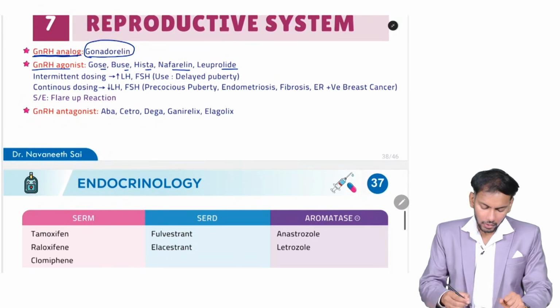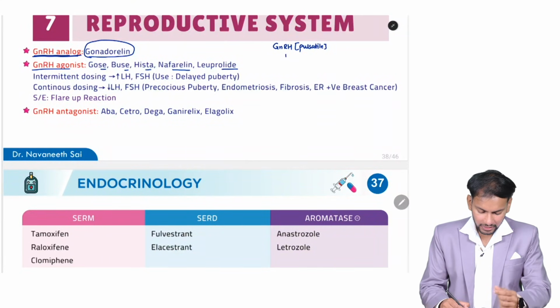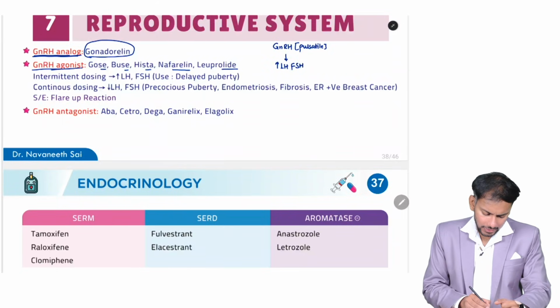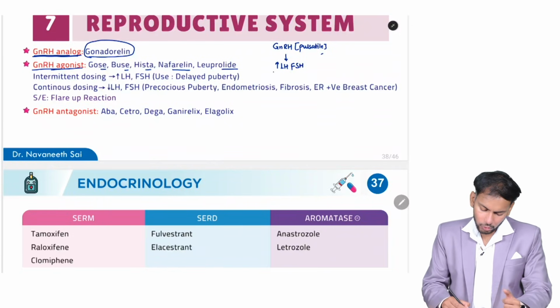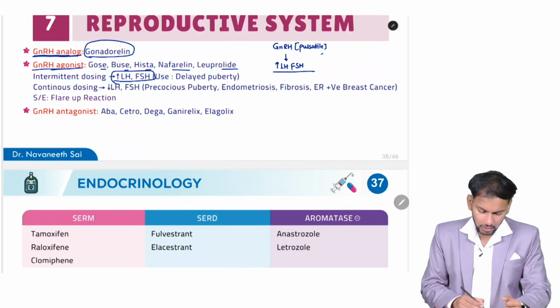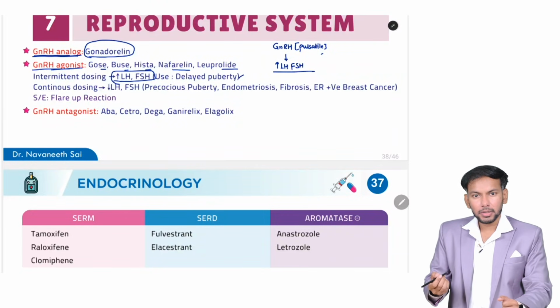Okay. Now, listen carefully. If GnRH, how is it released in the body? Pulsatile. When it is released in a pulsatile manner, it will increase LH and FSH. That much you already know. So, if you give GnRH agonist in an intermittent dosing, it is similar to pulsatile, no? So, it will increase LH and FSH. That is why it is used in delayed puberty.